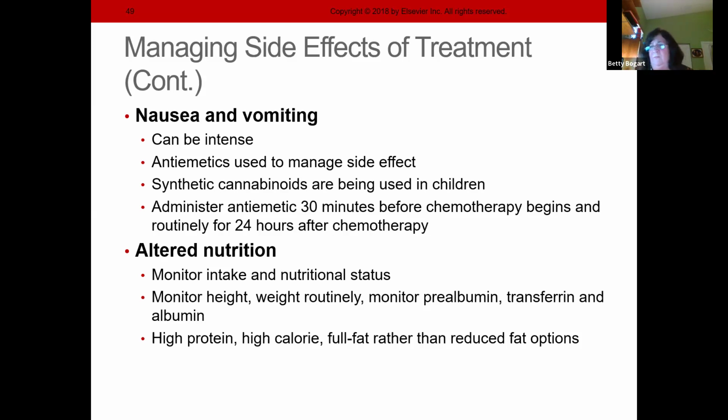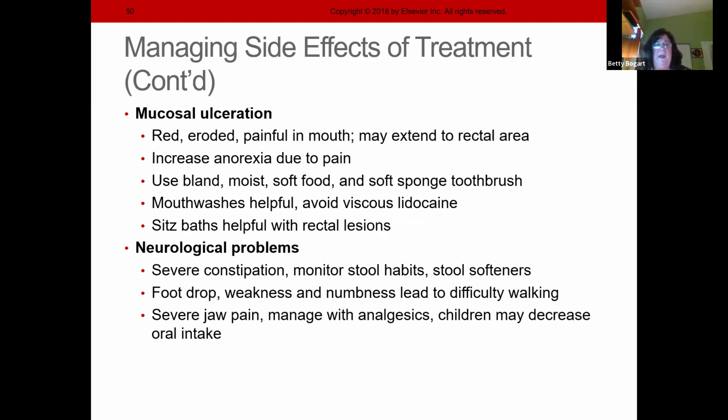How do we know if they're getting proper nutrition? Any child, it's height and weight. That's why we always do height and weight. Another reason that we do it. And then there's also monitoring those albumins. I mean, remember, albumin has to do with wound healing, right? It aids in wound healing. As I said, that mucosal ulcerations can happen.